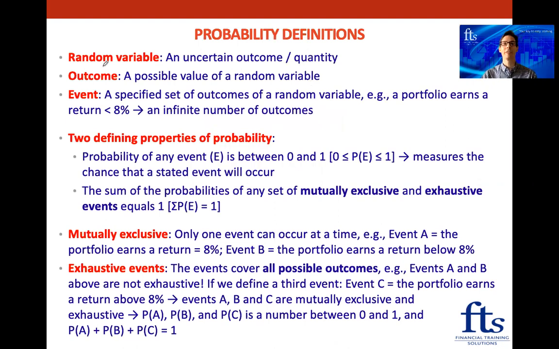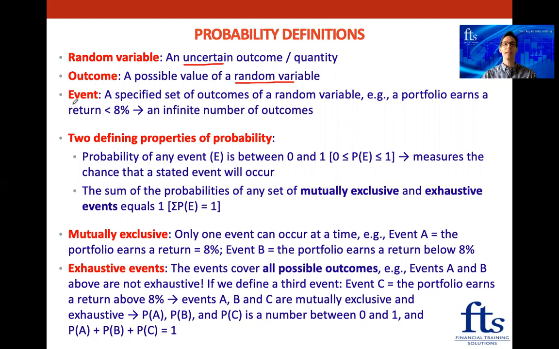is a random variable. Now this is an uncertain outcome or quantity. So let's say, for example, we buy a share today. 1 year from now, we don't know what that return is going to be. So that's going to be a random variable because we have an uncertain outcome or quantity. Then an outcome, this is a possible value of a random variable. So let's say 1 year from now, the return is 8%. That is going to be an outcome because it's a possible value of our random variable.